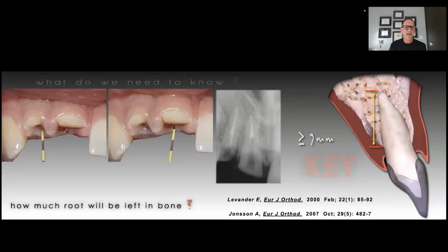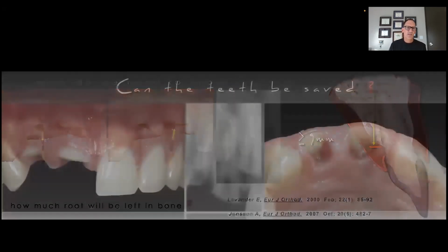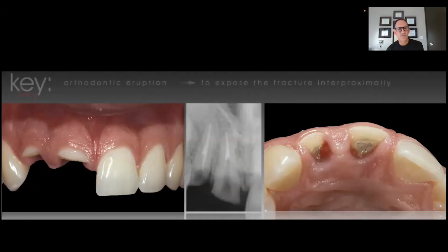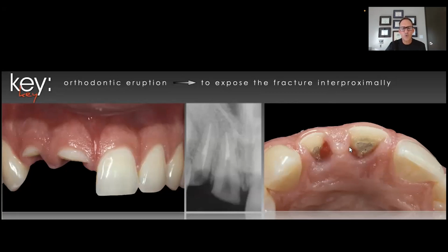So when I'm all done, could I expose the fracture, get enough room for me to have ferrule and have predictability? Yeah, I think it could. But I wouldn't do it just surgically, and I wouldn't do it just orthodontically, because if you did it just orthodontically, you're not going to have enough root remaining, right? If you did it surgically, you'd have to move bone and tissue, and all of a sudden this becomes very ugly. But if you combine those options, orthodontic eruption, just to move the interproximal fracture into a coronal position where I could keep the bone where it is now.